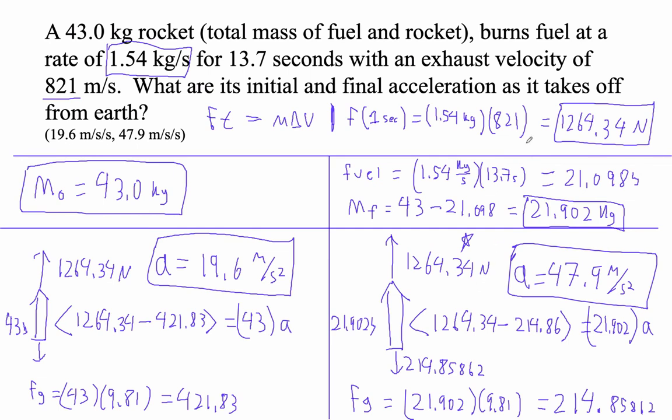Yeah, again, so it's the same recipe, right? Before you begin, you have to find the initial and final mass. You've got to find the thrust. Remember that this has to be the mass of fuel, and that has to be the time in which that fuel was burned. So in this case, it was 1.54 kilograms in 1 second, okay?